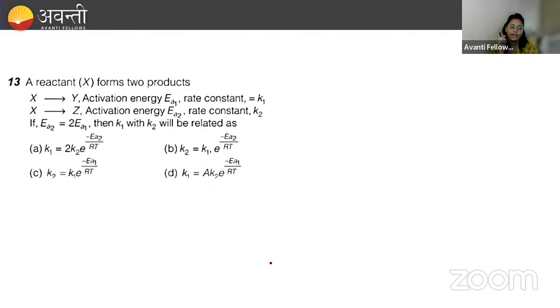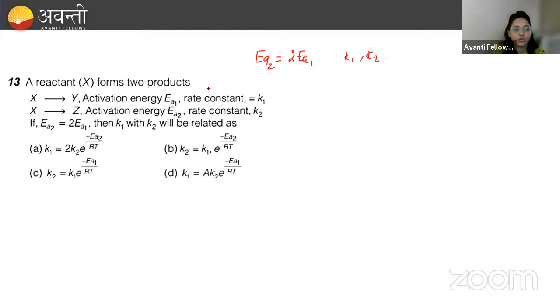A reactant X forms 2 products. X gives Y, X gives Z. Activation energy is given for both the reactions, EA1, EA2, and rate constants are also given for the reactions, K1 and K2. If the energy of activation of the second reaction is equal to twice the energy of activation of the first reaction, then what will be K1 and K2 related to? So how they are related to each other, that we need to find out.